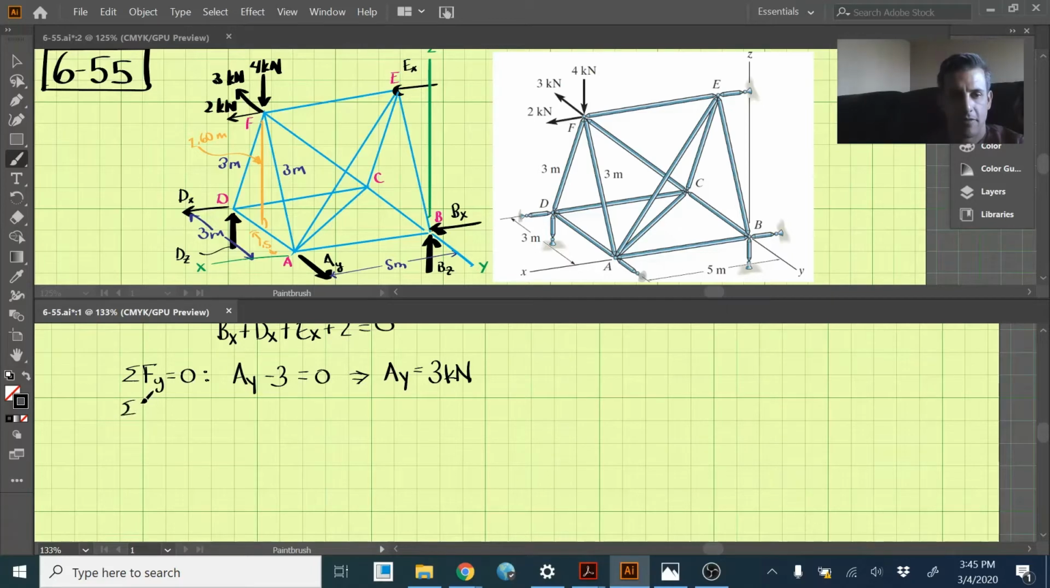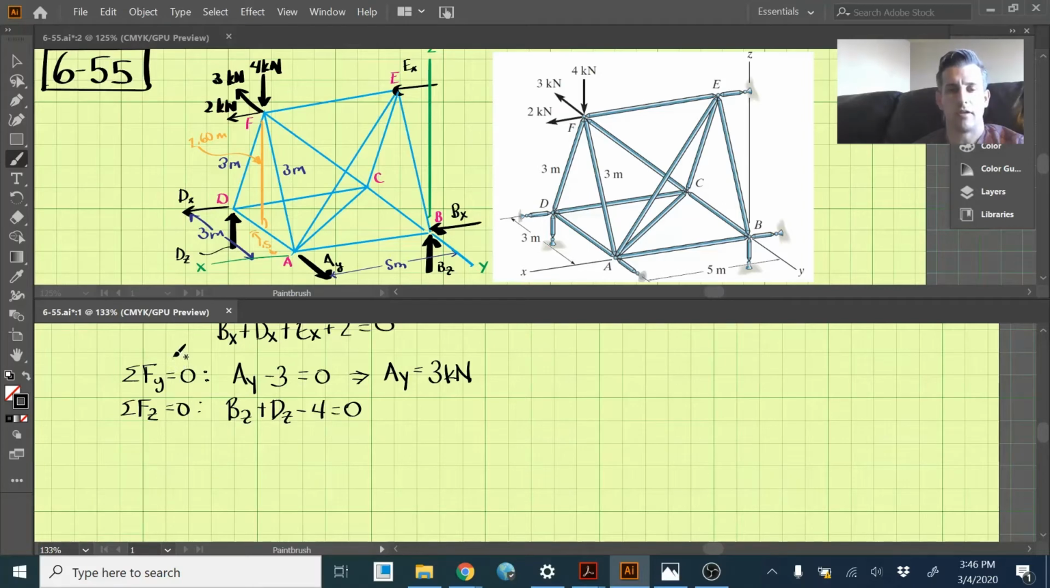Now let's sum the forces in the z direction, set those equal to 0. We have Bz over here, and Dz plus Dz. What other ones do we have in the z direction? We have 4 kilonewtons downward here, so that's negative 4, and that should be it. Two unknowns in this equation, so it's not directly solvable. So we've had our sum of forces equals 0 in the x, y, and z directions.